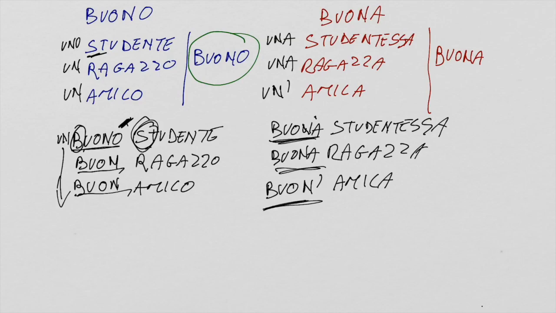What is going to happen here? Same thing. In front of buona, I have una, simply because B is a consonant. And so you know that you use una in front of all feminine nouns, in this case adjectives, starting with a consonant. So una, and then you will have una also for the others. So it will be una buona studentessa, una buona ragazza, e una buon'amica with the apostrophe. Buon'amica with the apostrophe, not una. Una buon'amica.